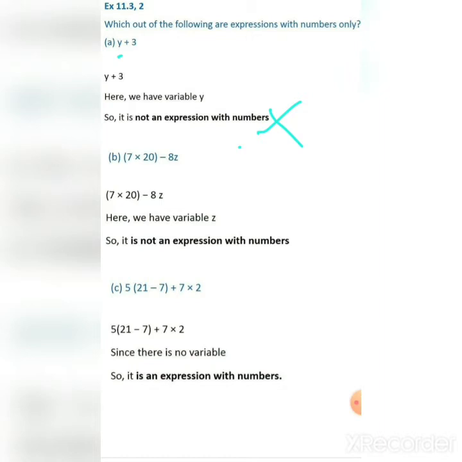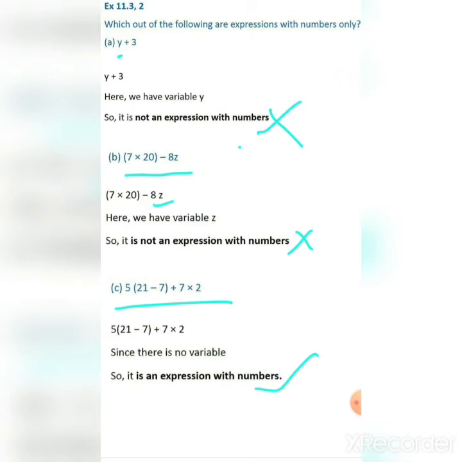Then 7 into 20 minus 8z. Here again z is a variable, so it is also not an expression with numbers. Then 5 into 21 minus 7 plus 7 into 2. What you can notice in this expression is no variable, means no English alphabet is there, A, B, C, P, Q, R or X, Y, Z. Such letters are not here. So this is the expression which is with numbers only. Understood? So this one is correct.